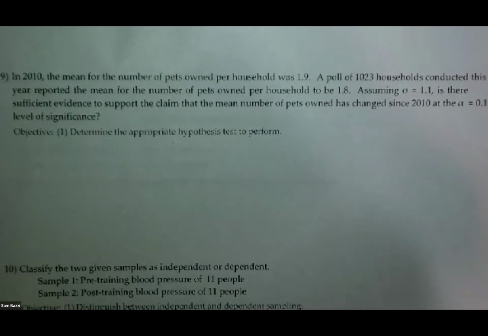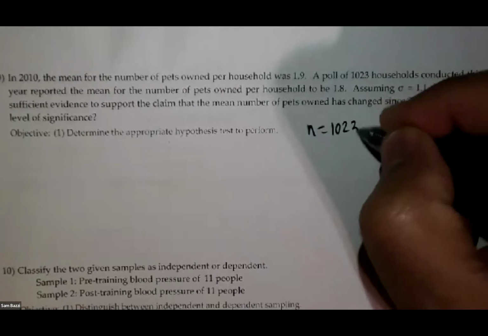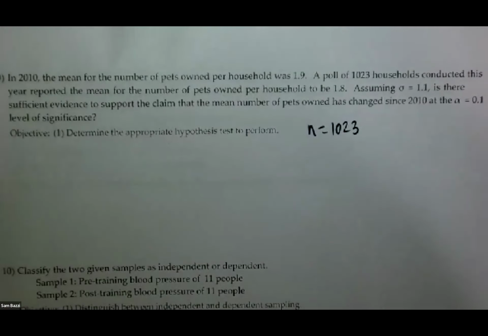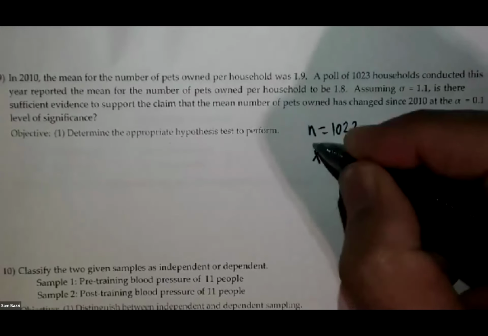In 2010, the mean number of pets owned per household was 1.9. A poll of 1,023 households, so N is 1,023, conducted this year reported that the mean number of pets owned per household, so from the sample, the mean was 1.8.